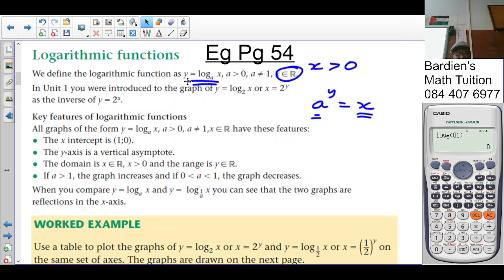If a is greater than 1, the graph is increasing, and if a is greater than 0 but less than 1, the graph is decreasing. When you compare y is equal to log x base a and y is equal to log x base 1 over a, you will see that the two graphs are a reflection in the x-axis. Or is it 1 over 4? It's not 1 over 4, it's 1 over a. Okay.